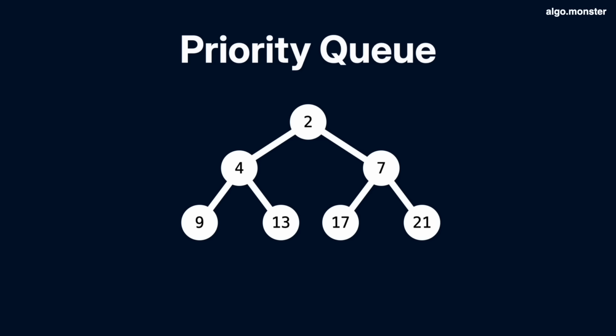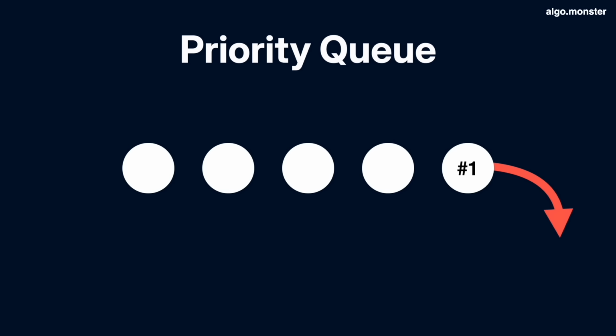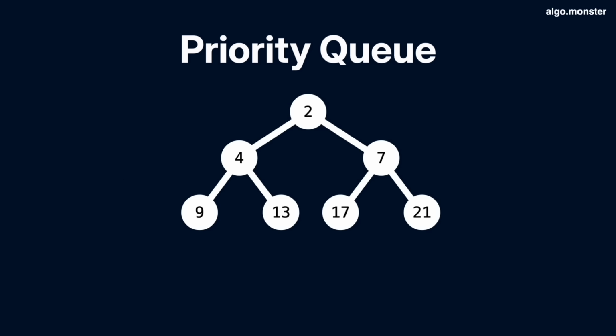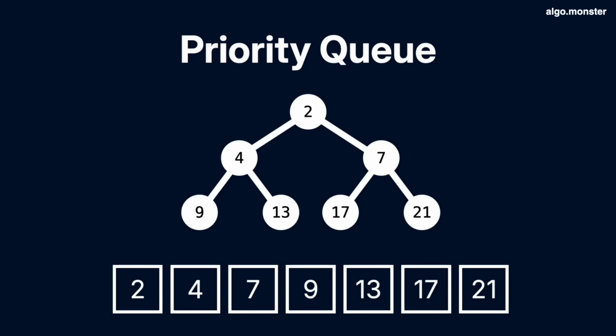Lastly, but not least, we have priority queues, also known as heaps. A priority queue is a special kind of queue where elements are removed in order of priority, not just in the order they were added. Under the hood, priority queues are usually implemented as binary heaps, which are just binary trees stored in arrays. There are 2 main kinds.